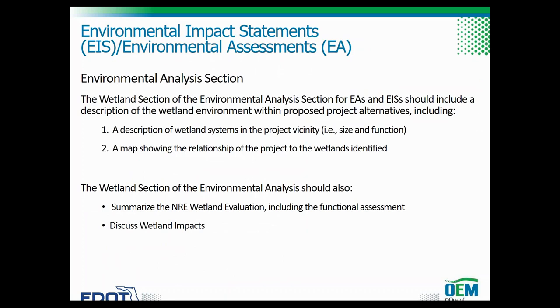Documentation for EA and EIS projects involving new construction in wetlands must contain an evaluation of potential wetland impacts to the level of detail appropriate for the involvement. The results of the wetland evaluation and relevant elements of the NRE, including the UMAM or other functional assessment, are summarized in the wetland section of the environmental analysis section. An impact discussion must also be included.